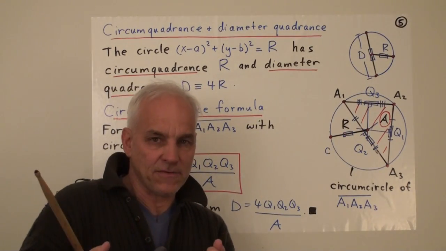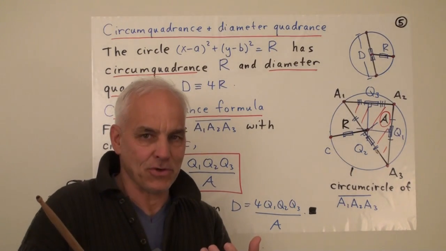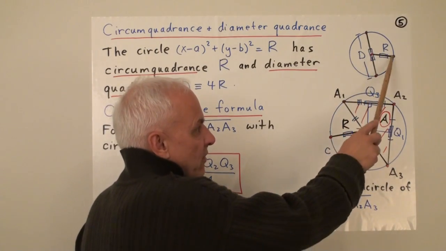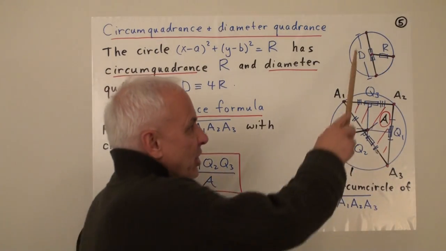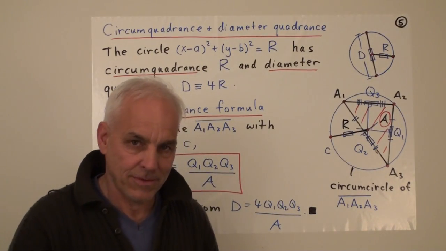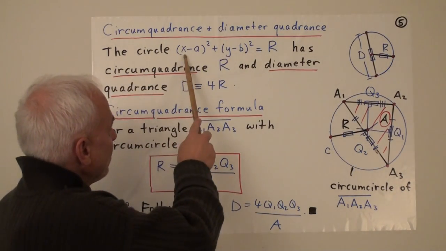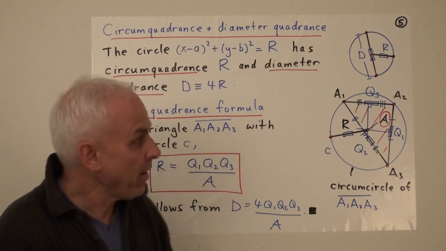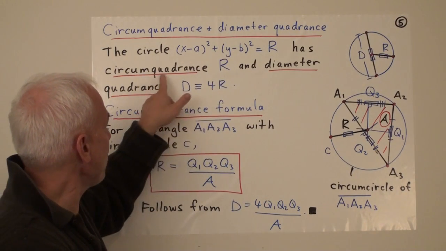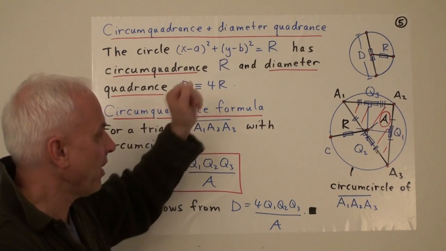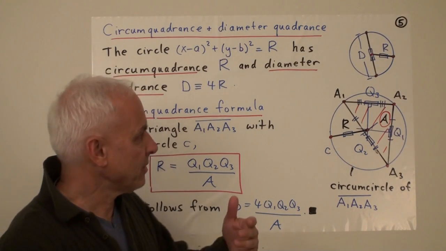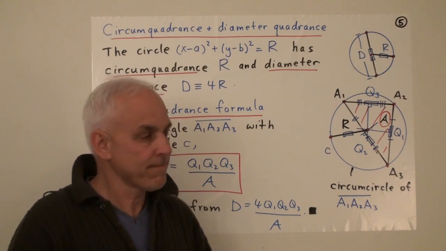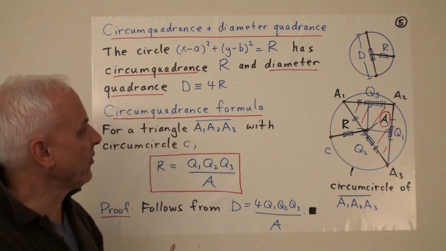So there's two ways of describing the size of the circle in this rational trigonometry setup. One is to take the rational equivalent of the radius, and the other is to take the rational equivalent of the diameter. If we have a circle with equation (x − a)² + (y − b)² = r, then let's call r the circumquadrance of the circle. Traditionally, that would be the radius squared. We'll call that the circumquadrance.